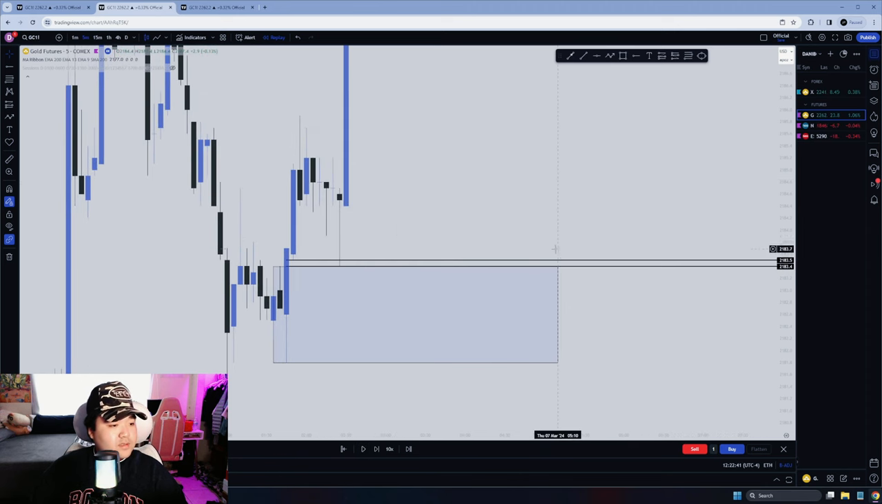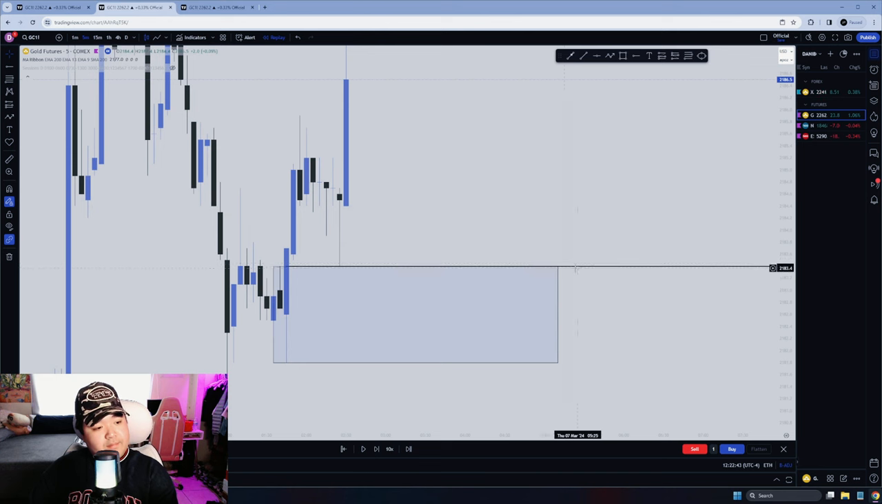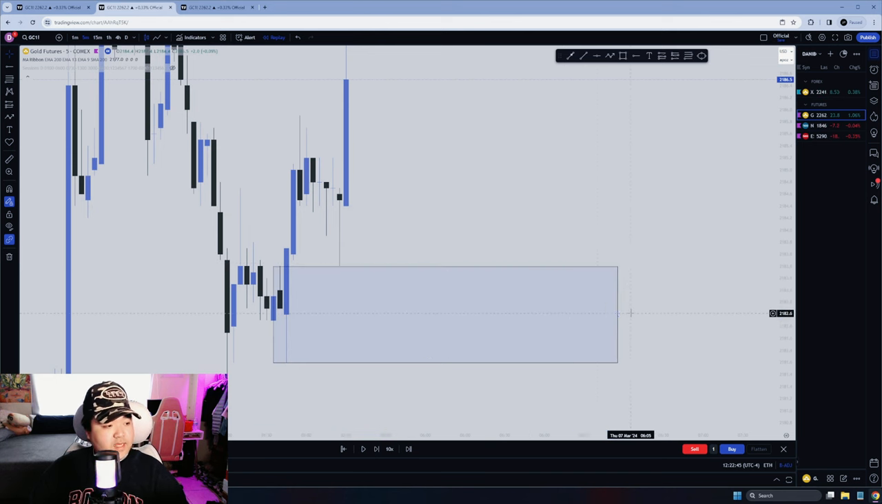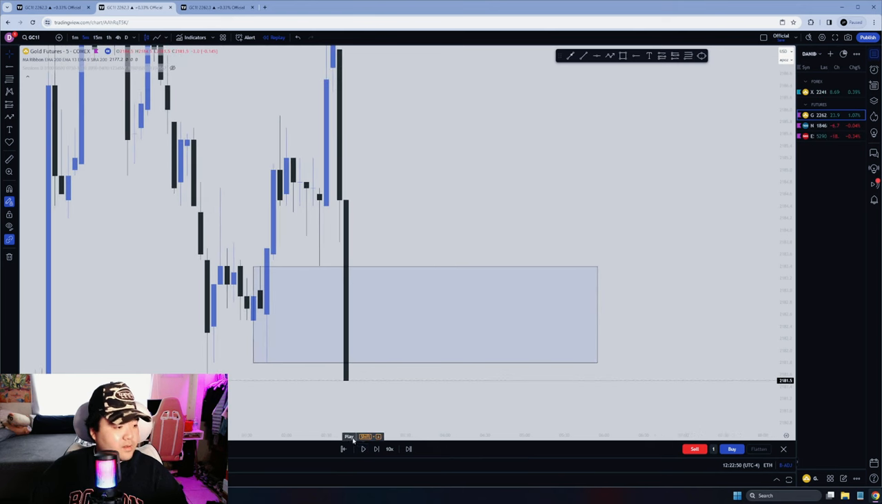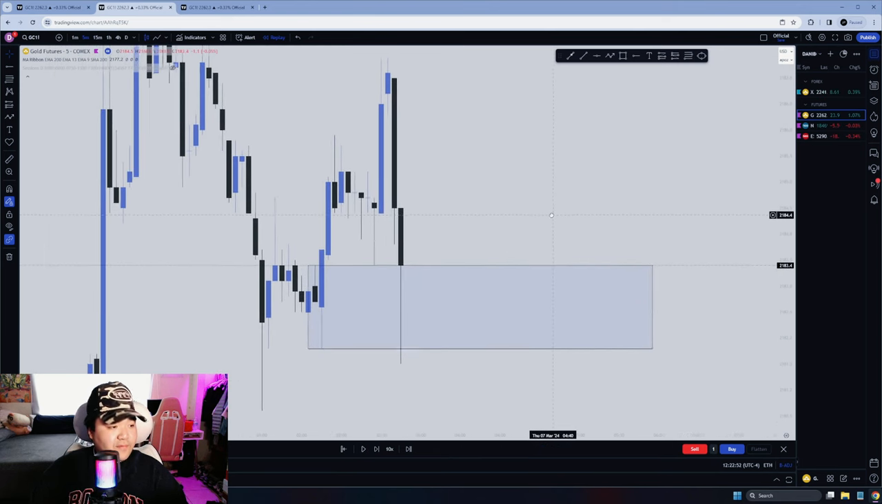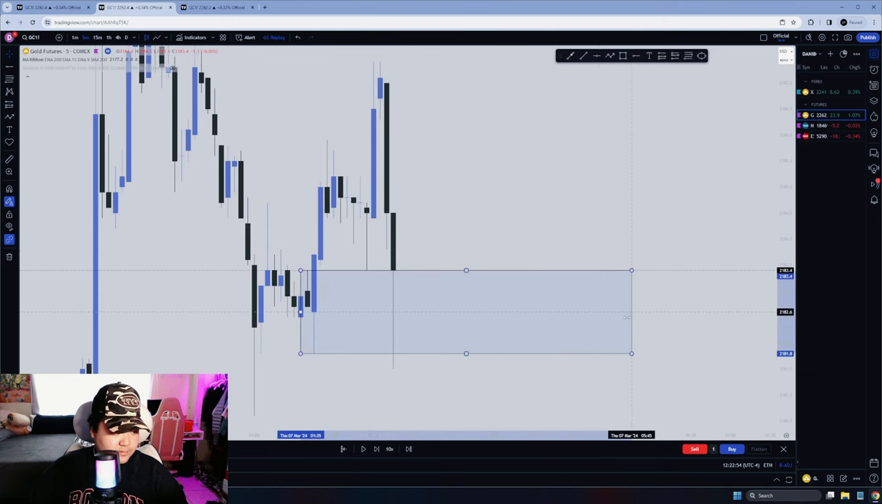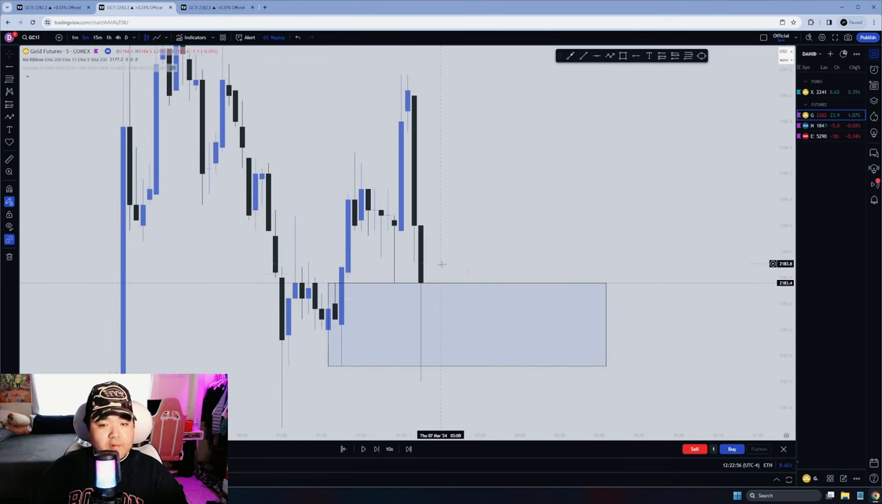All right, so we filled in the gap. Cool. As we filled in the gap, actually we still have a little bit left. Okay, so now we fully filled in the gap. Now look what just happened. This candle broke outside of the box. As you can see, the wick is all the way down here.